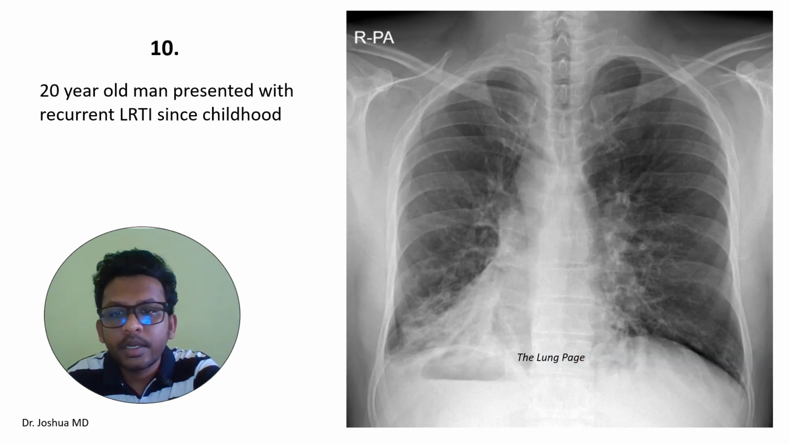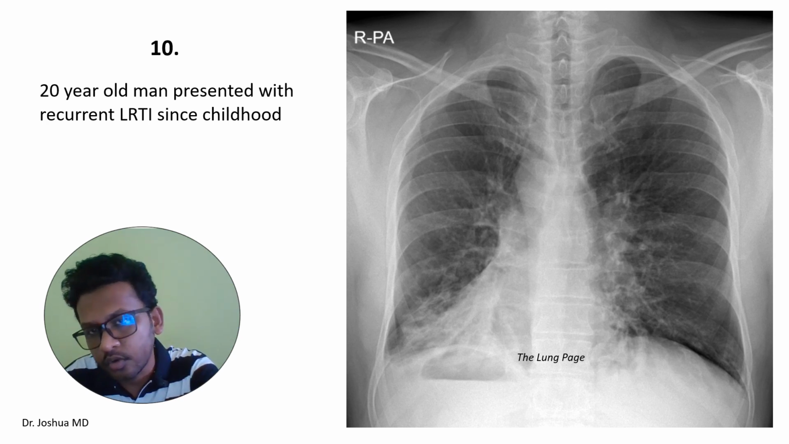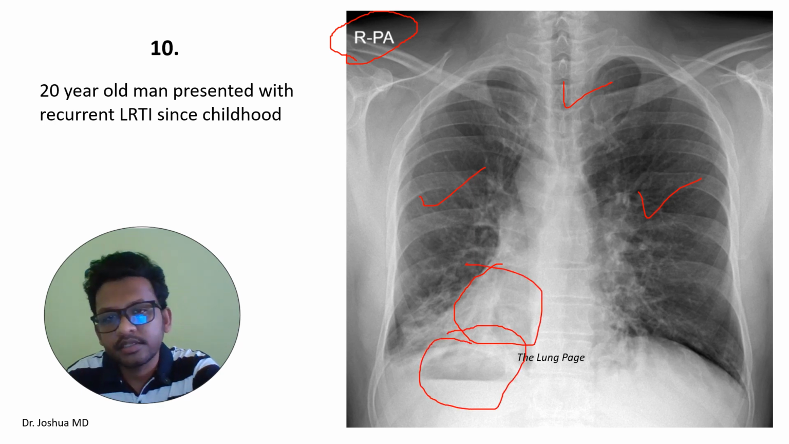So what is our next chest X-ray finding? A 20-year-old male presented with recurrent lower respiratory tract infections in childhood. So we took a chest X-ray. As we all know, airway, breathing, bone and cardiac contour: airway is normal, and the lung field is normal. You can see here the heart is on the right side, and the gastric bubble is also on the right side. So what is the diagnosis?